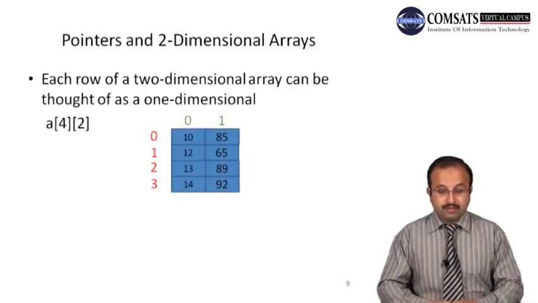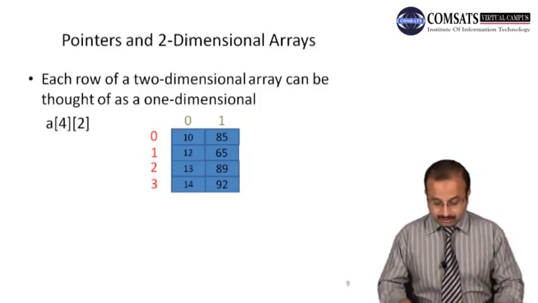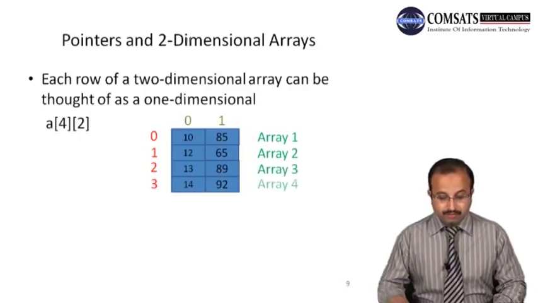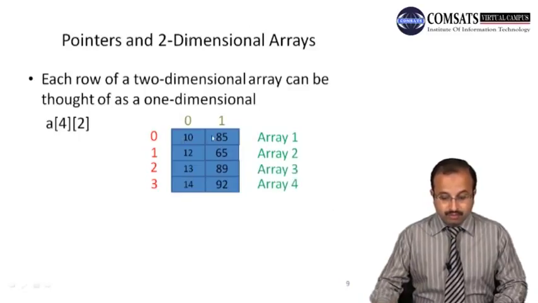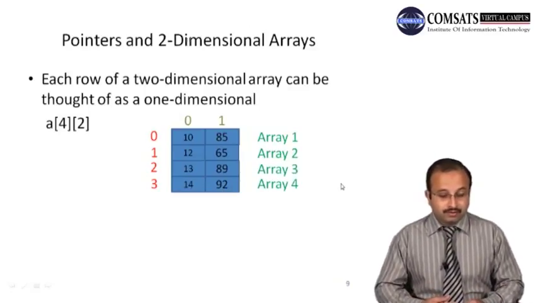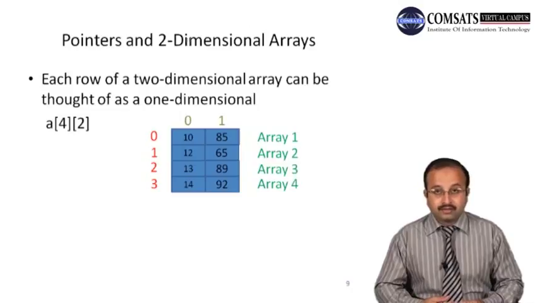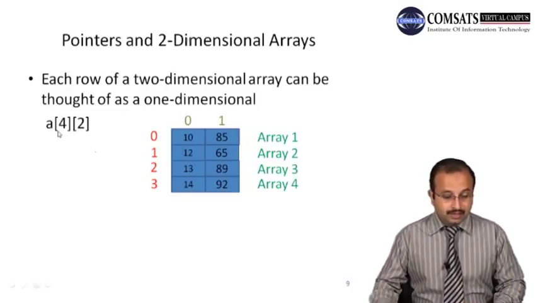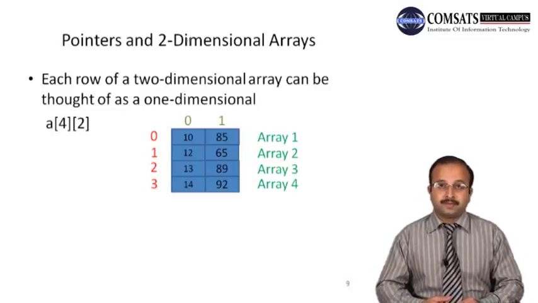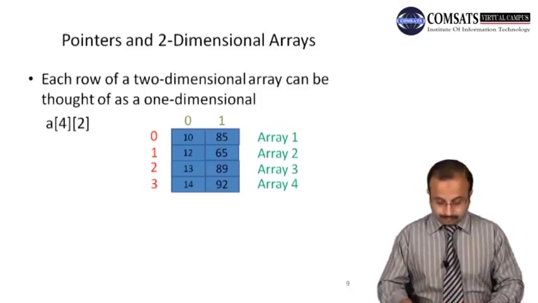So this is the tabular form of a two-dimensional array. Now you can see we have array 1, array 2, array 3 and array 4. So we can say this is array 1, array 2, array 3 and this is array number 4. So this two-dimensional array has 4 rows and 2 columns, it contains 4 one-dimensional arrays, right?